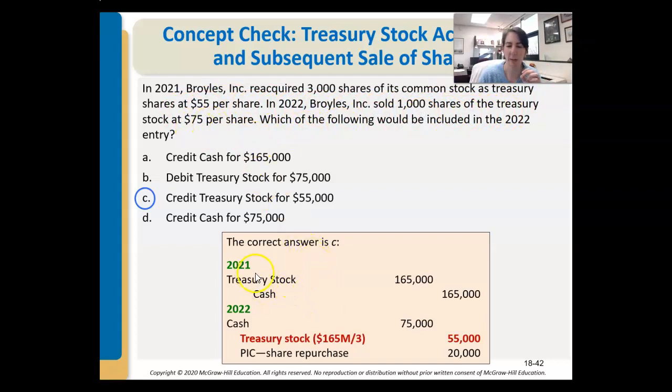The reason I wanted to point this one out to you, you can look at it, pause it, review it, is that they acquired 3,000 shares, but they only sold 1,000 of it. So if that's the case, we take it by a third here, and we record the treasury stock for that third, and paid in capital excess of par for everything beyond that amount.